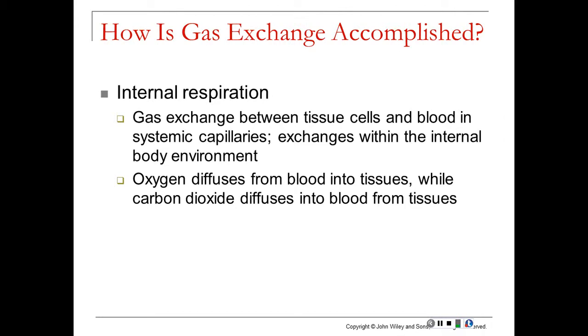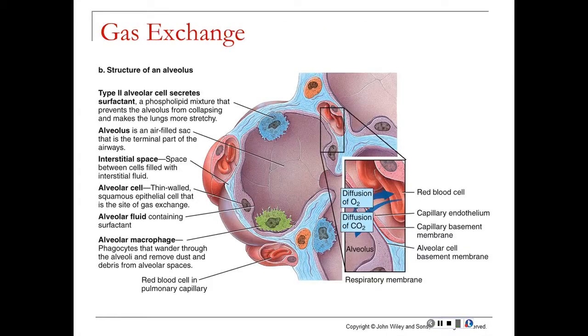So the oxygen is going to go from the blood to the tissues. Carbon dioxide is going to go into the blood from the tissues. So here you can see the gas exchange surface, this overall structure of the alveoli. You can see how close these blood vessels come to that exchange surface, to that alveolar membrane. It's just a very, very thin layer there that these gases will exchange across.